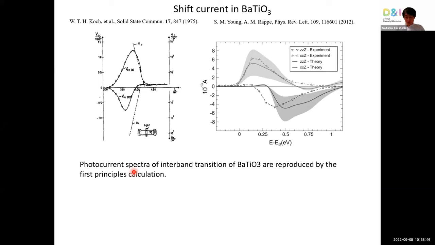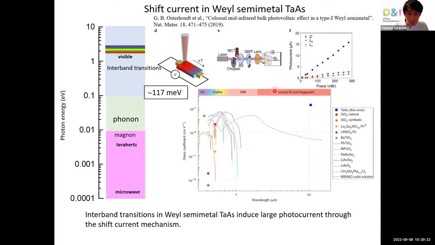For example, the photocurrent in the famous barium titanate is explained by this shift current mechanism. This is the spectrum of the photocurrent in the UV region above the interband transitions, and this spectrum is reproduced by first principles calculations including the shift current mechanism. So the recent progress is the observation of a large photocurrent in the low energy region.